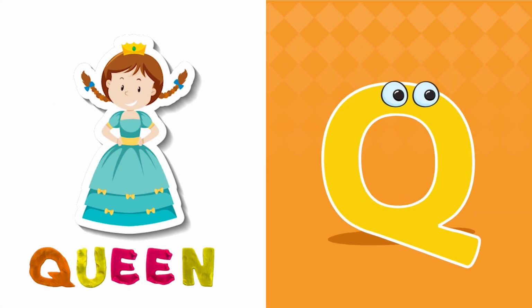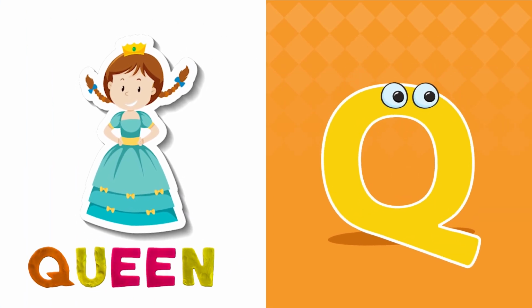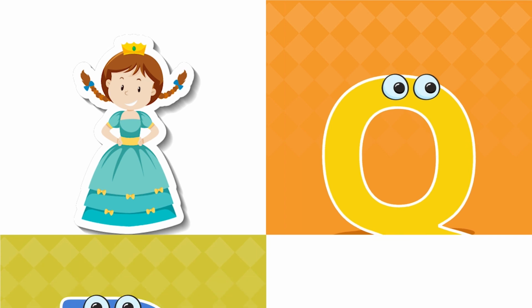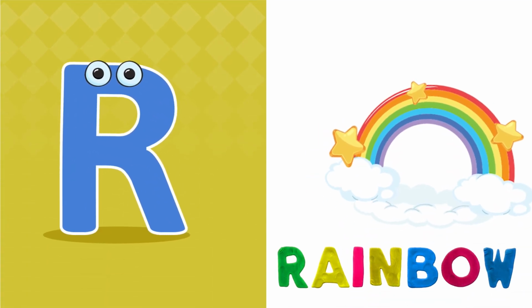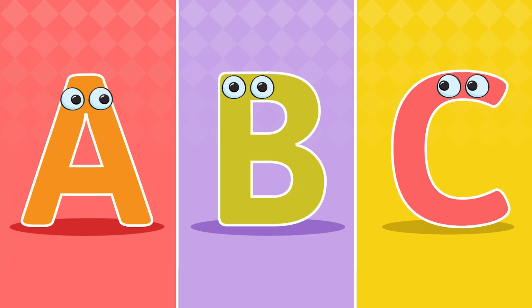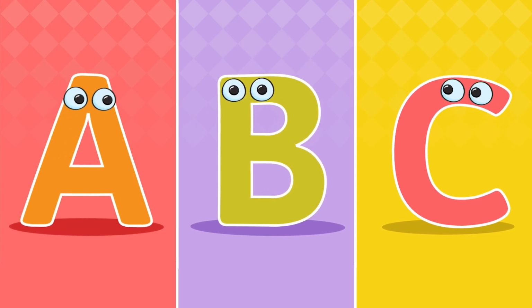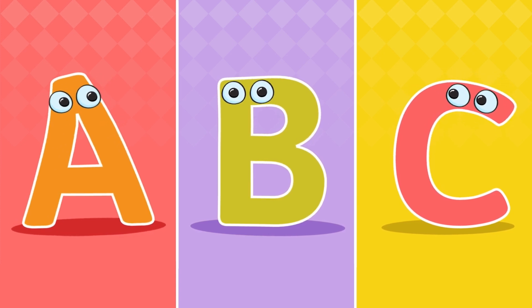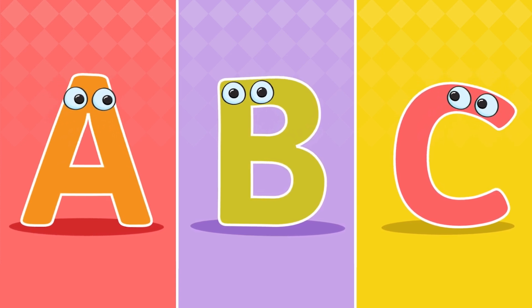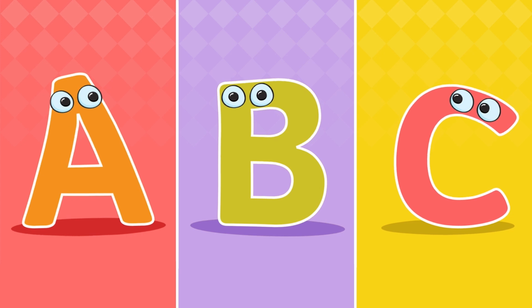Q is for queen. Q, queen. R is for rainbow. R, rainbow. Learning letters is so much fun. Come and sing with everyone. Clap your hands and sing along. Let's learn the alphabet with a song.